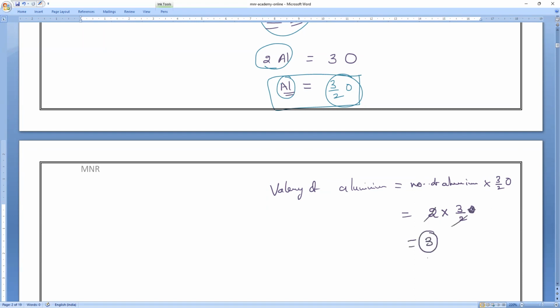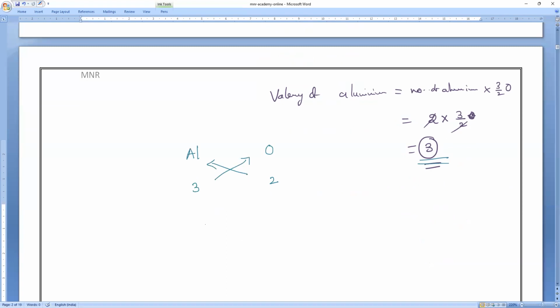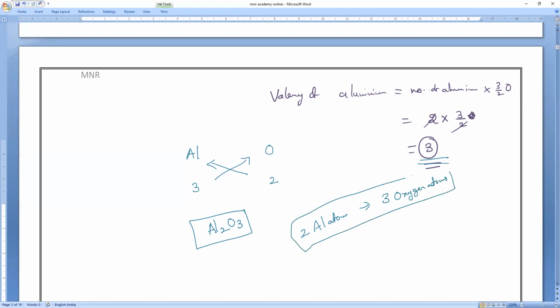So what is the aluminum valency? Just I am saying, what is the aluminum valency? 3. Clear? So generally remember, aluminum valency is 3 and oxygen valency is 2. By using the crisscross method, we will get Al2O3, aluminum oxide. Two aluminum atoms combine with how many oxygen atoms? Three oxygen atoms. That is what you have to remember.